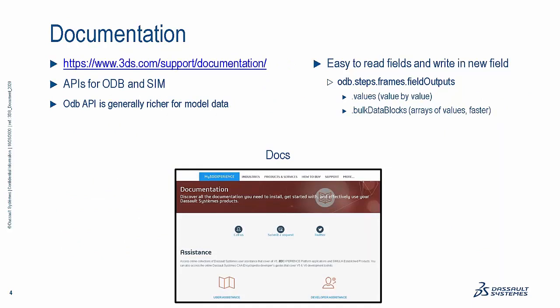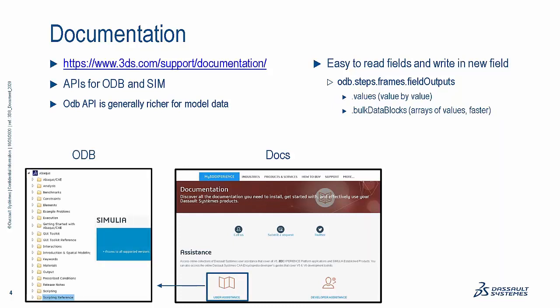Documentation exists for both ODBs and SIMs. It's available at that link. You have APIs for ODB and SIM, where the ODB API is generally richer in model data. It has all of the material section profiles, where the SIM database may not have that. It's in the documentation. If you go to that website, you'll see the bottom image below.